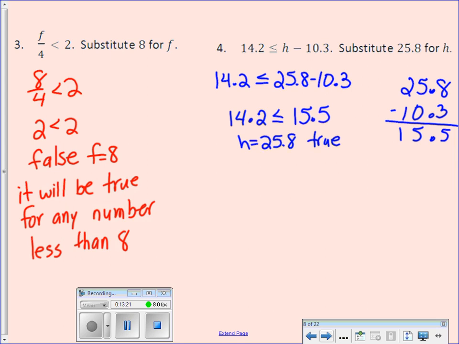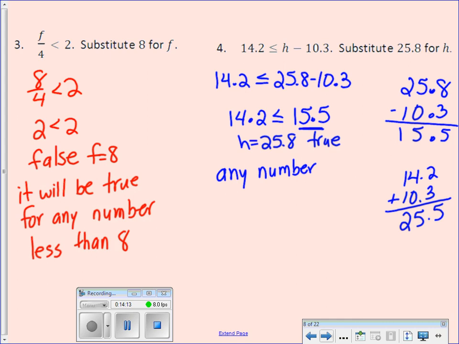What would make that false? What would all of a sudden make this less than 14.2? This one's a little tougher. We could figure out what would make it equal and then say it just has to be less than that. So what is 14.2 minus 10.3? Nope, I did that wrong. Plus. So any number. This one was a little more challenging. Any number.